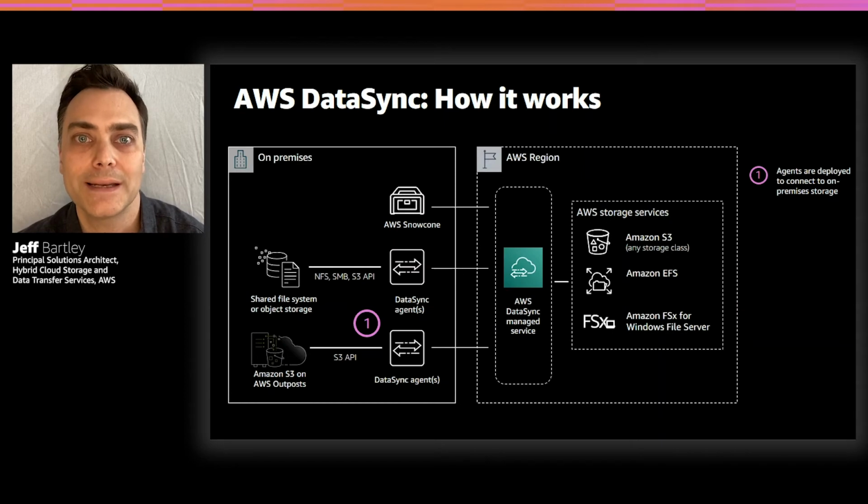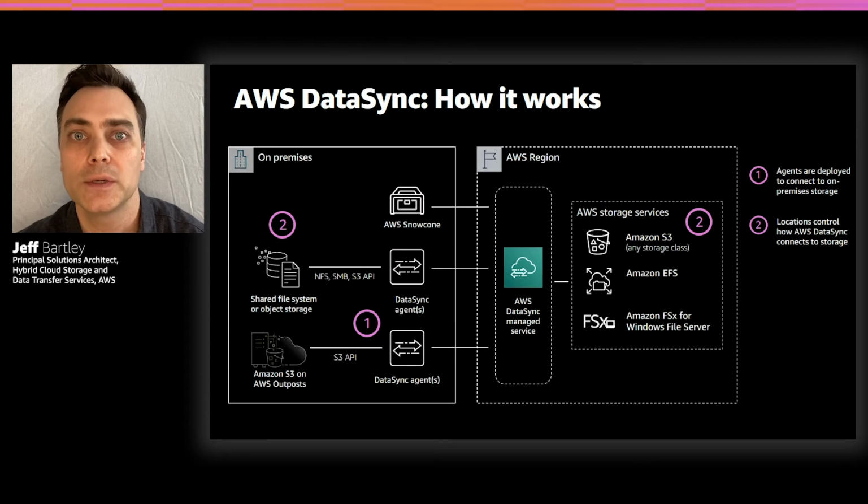If you're using DataSync to copy data from an Outpost environment, your S3 on Outposts environment, then you would deploy the DataSync agent as an EC2 instance in your Outpost environment. And then once you've deployed your agent, you then define locations. And locations are where you're copying your data from, that's a source location, and where you're copying your data to, which is a destination location. You then create a task and you start that task.